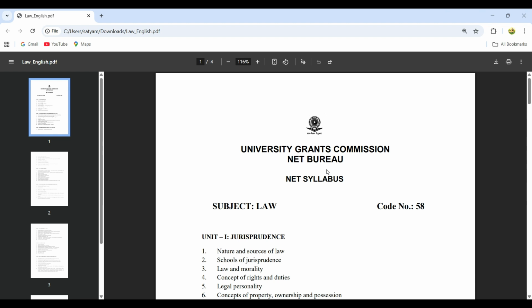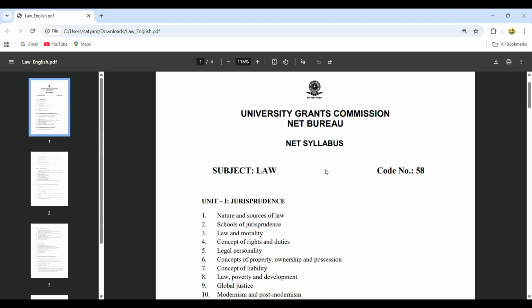Now paper 1 consists of general aptitude, wherein you will have topics like research aptitude, teaching aptitude, ICT, higher education, etc. Now paper 2 is subject specific, and in this video we will talk about our strategy regarding law subject. Now let us have a look at the syllabus of this particular subject.